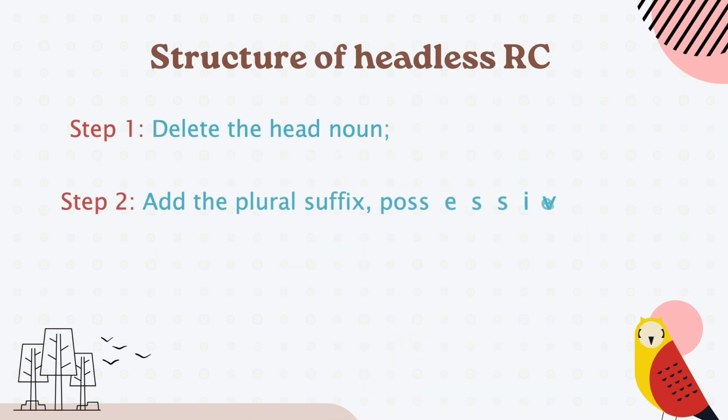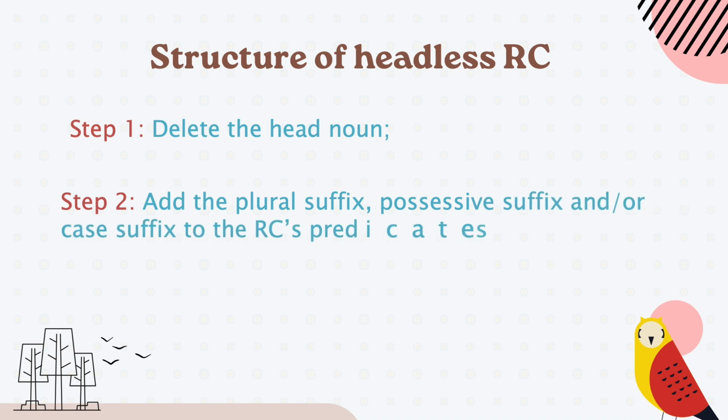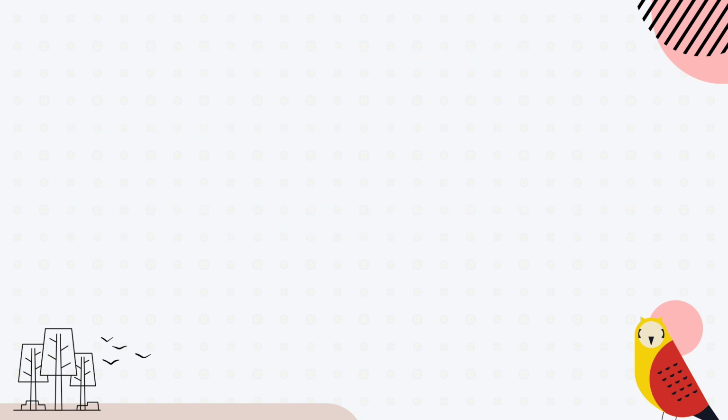The question now is how to construct the headless relative clauses. In fact, this is very easy. You need to delete the head noun and add the nominal suffixes, i.e. the plural suffix, possessive suffix, and case suffix to the predicates of relative clauses.